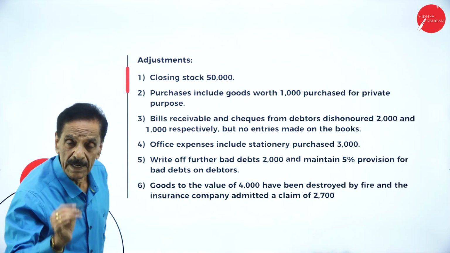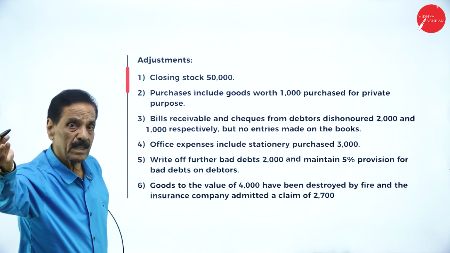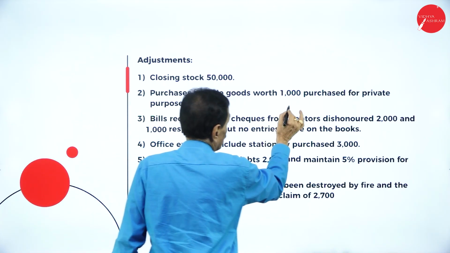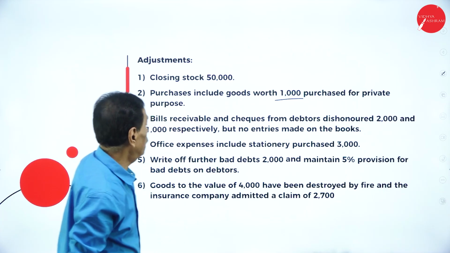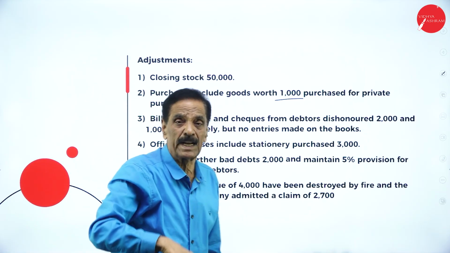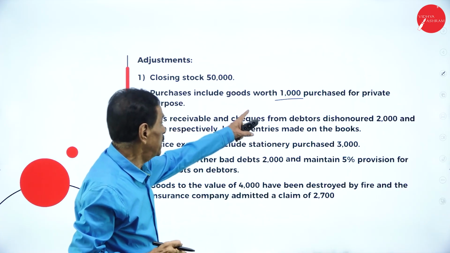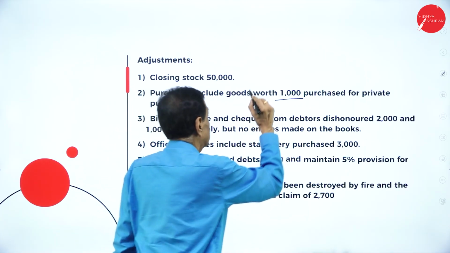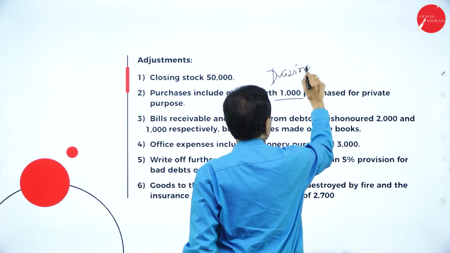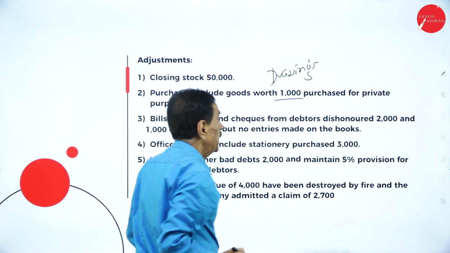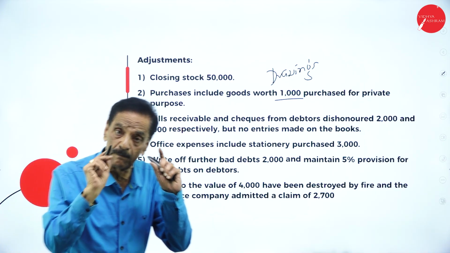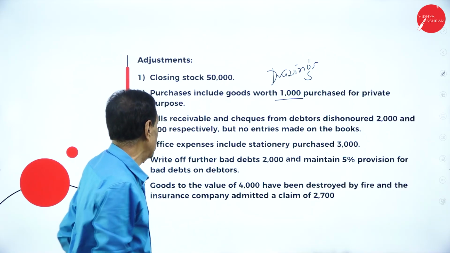Closing stock, it is an adjustment. Trading account credit side, asset side of the balance sheet. Purchase includes goods worth ₹1,000 for private purpose. Whatever purchase is given in the trial balance is a business purchase. This belongs to personal purchase, considered as drawings. Deduct from purchases, deduct from capital.